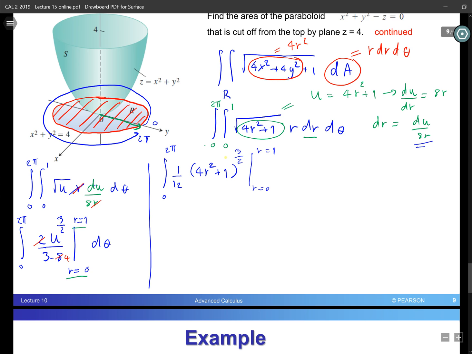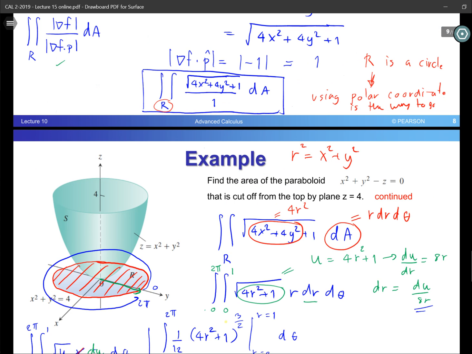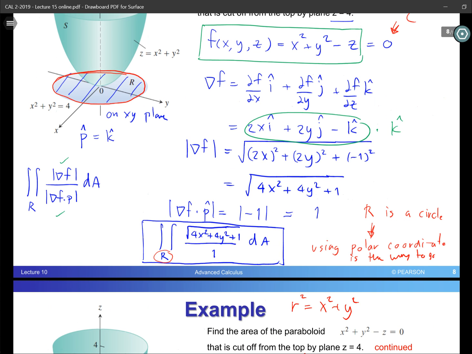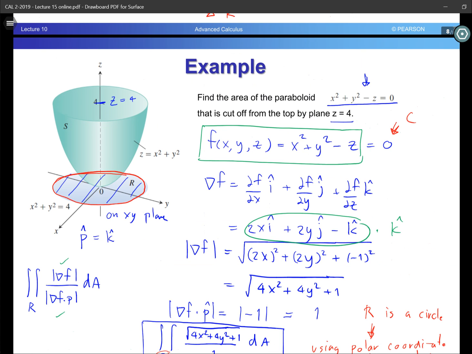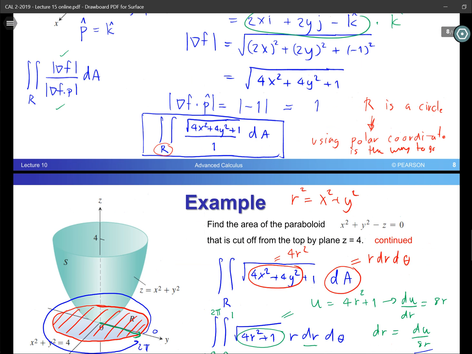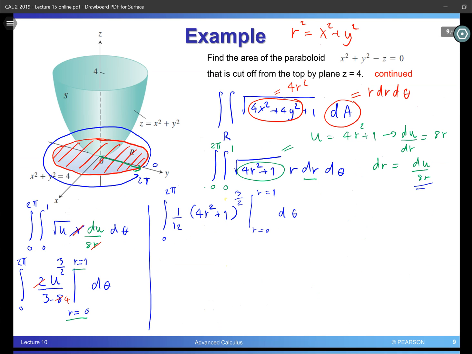Right? So r goes in, and d theta. So r equal to 1 goes in, this becomes 4, and let me check, sorry. Alright, there is something wrong. Oh, this is a silly mistake. I am sorry. This right here is 1, as you can see, this is a circle of radius 2.